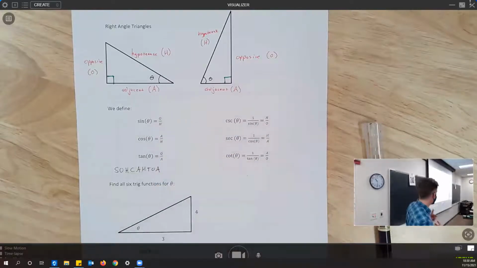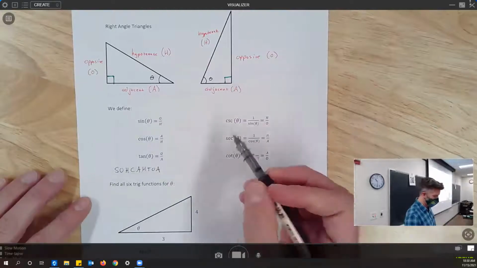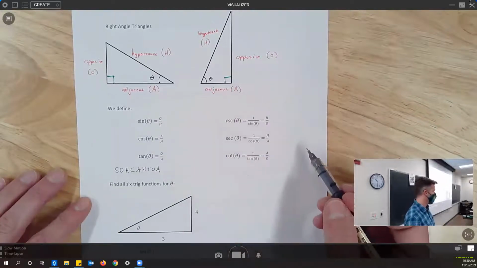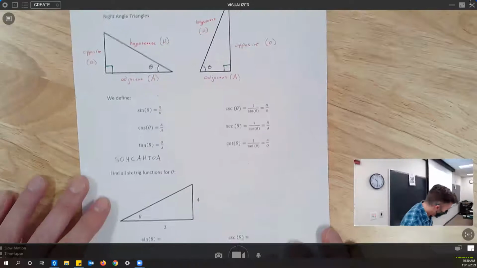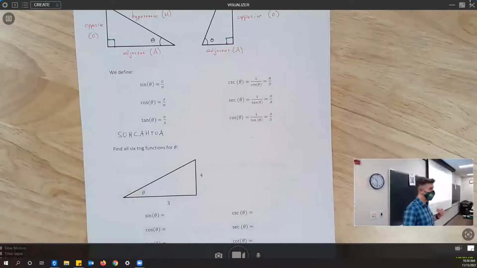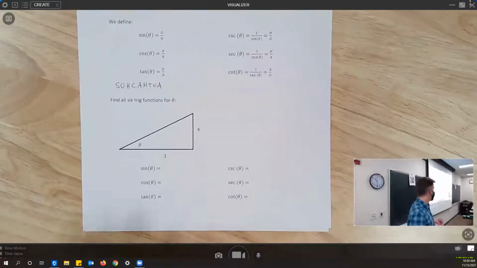I really wouldn't ever encourage anyone to memorize that cosecant is hypotenuse over opposite. I can't recommend it because I can't even do it. All right, so we can use these trig definitions to then find the trig functions of angles and triangles.